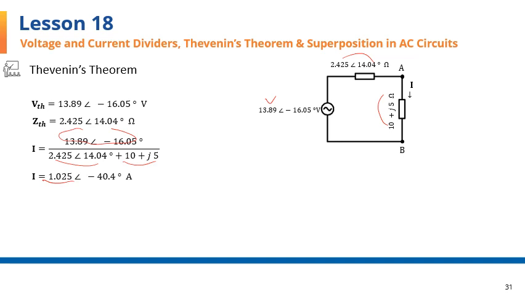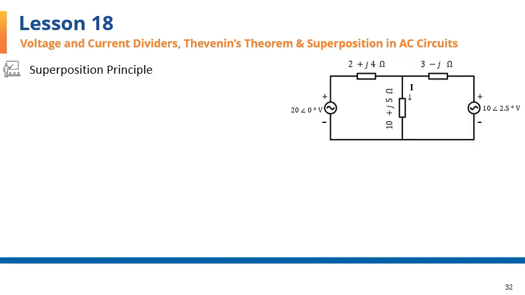I'll now go back and redo the same example, this time using the superposition principle. To apply the superposition principle, we zero out all but one power source and find the required voltage or current that we're looking for due to that one source that is left in the circuit. This is done in turn for each of the sources in the circuit, after which the results are added together to find the answer with all the sources on, or in other words, to find the result for the original circuit.